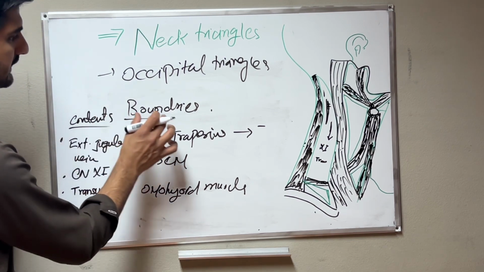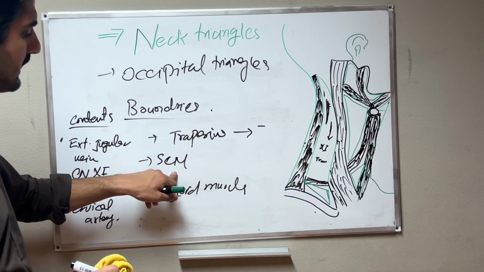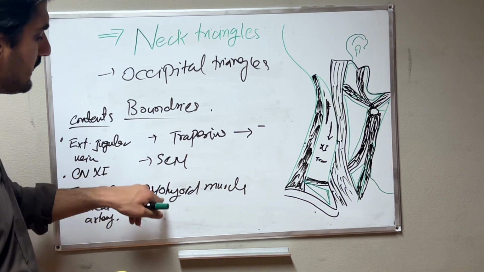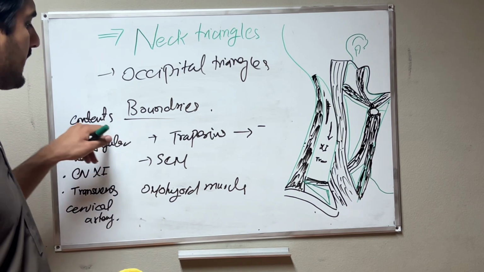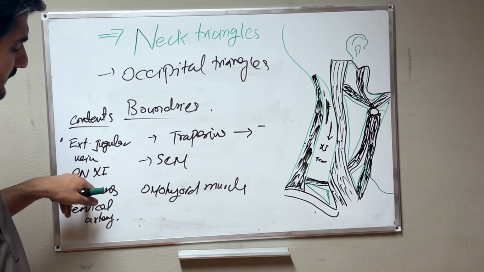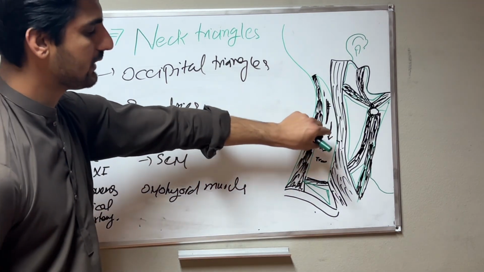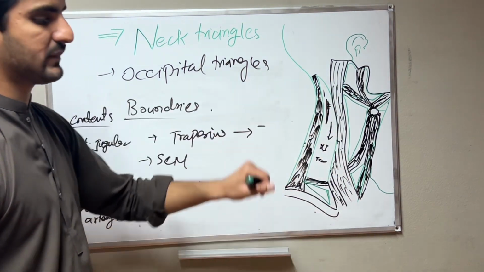Okay, these are the contents of the occipital triangle only. The boundaries we discussed are the trapezius, sternocleidomastoid muscle, and omohyoid muscle. The contents we have are the external jugular vein, cranial nerve 11, and transverse cervical artery. These contents are located in the occipital triangle.